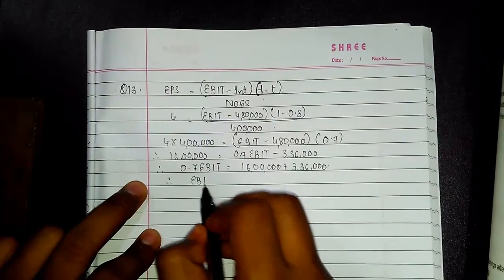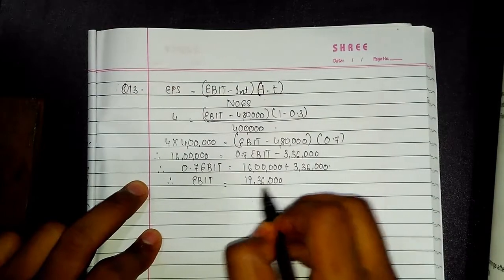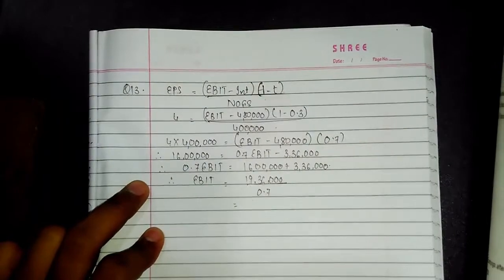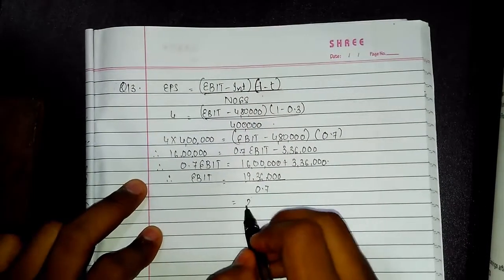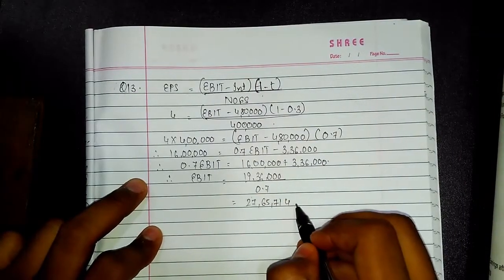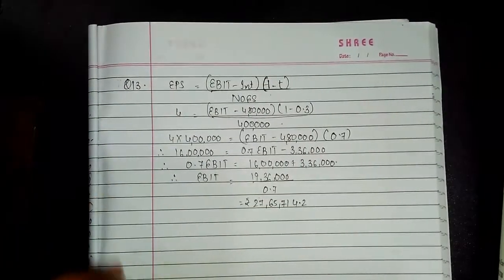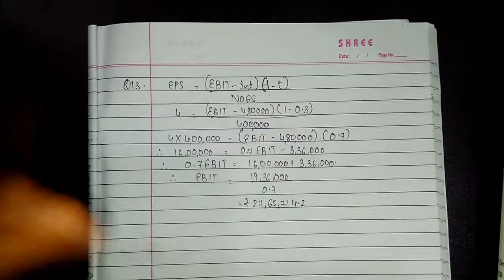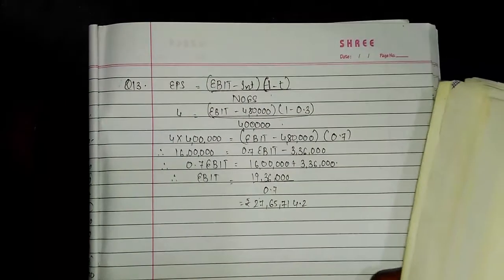Therefore EBIT is equal to 19,36,000 divided by 0.7, which is equal to 27,65,714.2. Okay. So similarly, if EPS is equal to 2, you can find out EBIT. If EPS is equal to 0, you can find EBIT. I hope this is quite clear now.